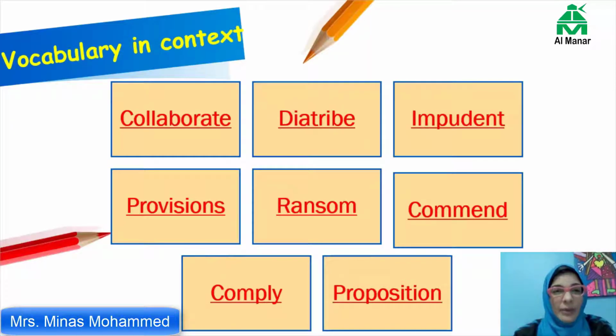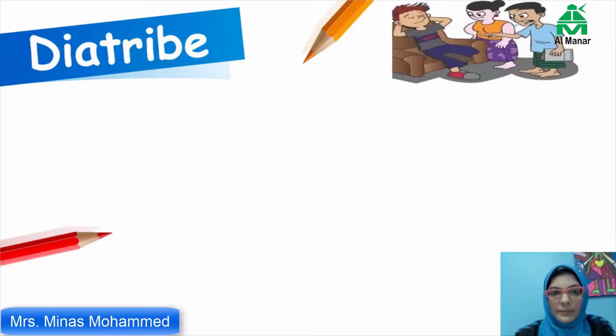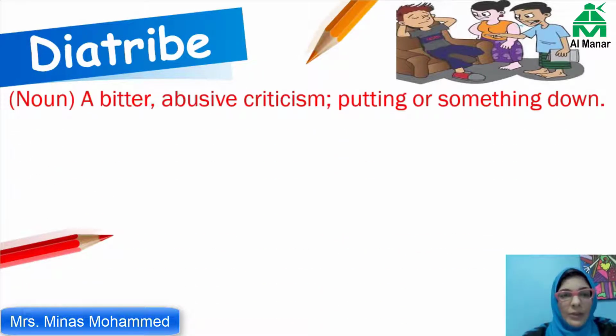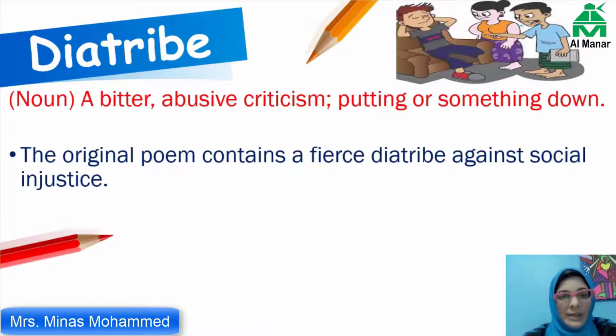Now let's take a look at the vocabulary words with definitions and meanings. The first one in the list is the word diatribe. What is meant by diatribe? Diatribe is a noun which means a bitter or harsh criticism, or means to put someone down. The first example is: the original poem contains a fierce diatribe against social injustice. So again, the word diatribe means harsh criticism.